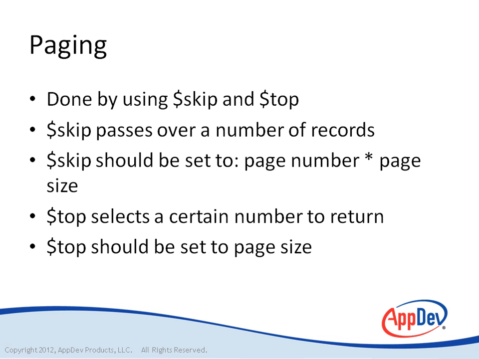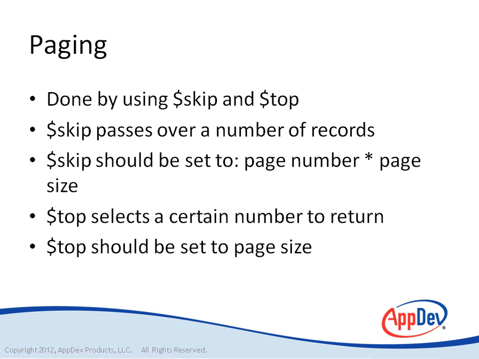So top should be set to my page size. For example, for the first page of data, I don't want to skip anything, so skip would be 0, and top would be however many records I wanted to show per page. Let's say that's 10. So I would have skip equals 0, top equals 10. When I go to the next page, then I want skip to equal 10 because I want to bypass those first 10 records and then take the next top 10. So skip equals 10, top equals 10.